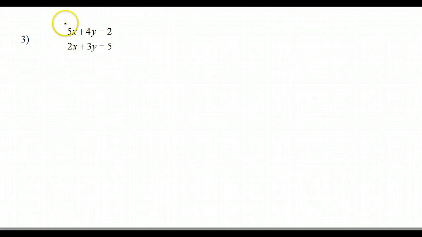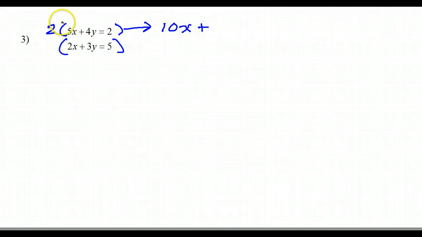Now for this problem, we're going to have to change both equations. There's no way to turn a 2 into a -5 using multiplication. But if we multiply the top equation by 2, we're going to get a 10. Then we could turn this into a -10. So let's see. So this is going to make 10x plus, I'm just doing my distributive property, plus 8y is equal to 4.